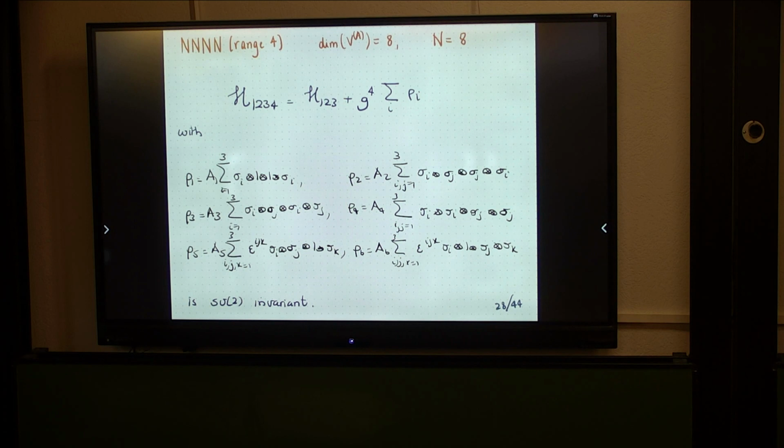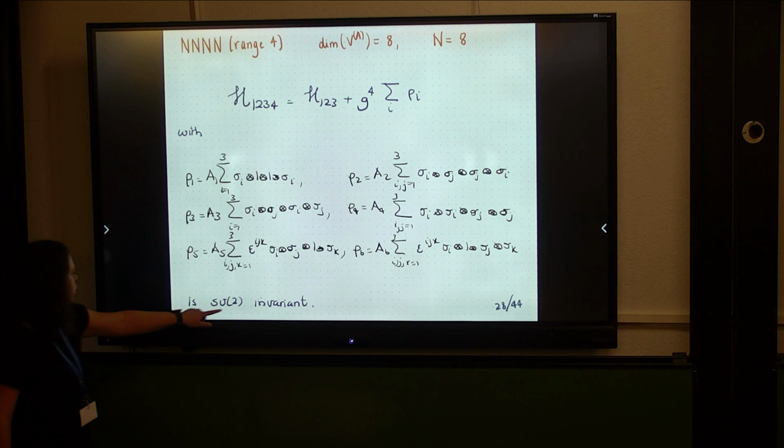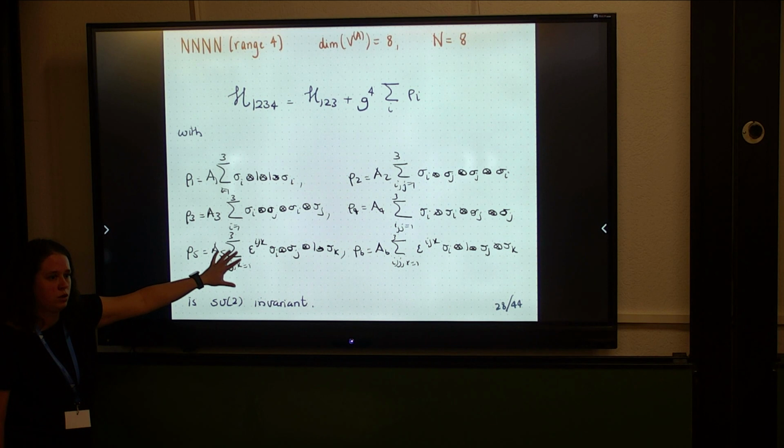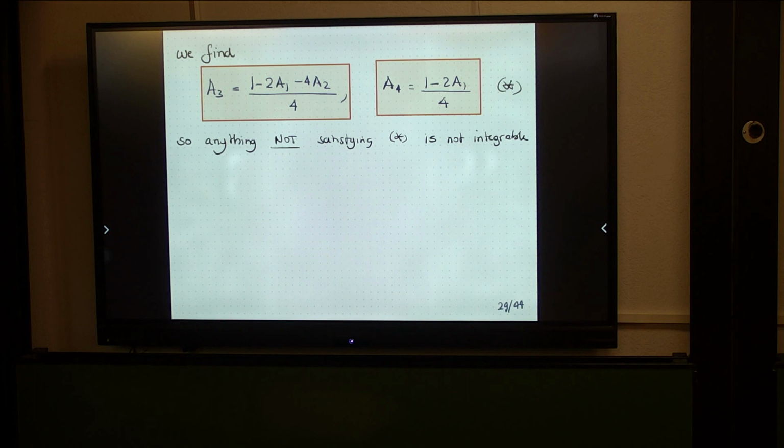And then we try to do the same for range 4. Now the dimension of these auxiliary spaces is 2 to the power 3, and we need 8 sites on the spin chain at the minimum to avoid the wrapping problems. We still want to have SU(2). So this means that the Hamiltonian, this extra term, has to be of this form. We apply the method, and we found that these coefficients, the A's, satisfy these equations. And if you assume that it's symmetric, the other two that were appearing can be zero.